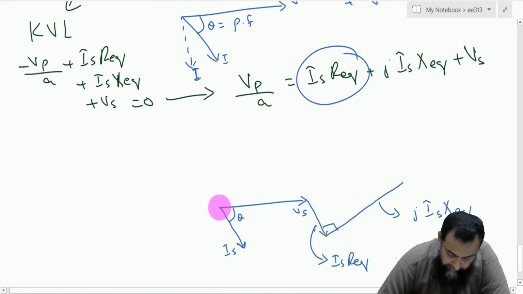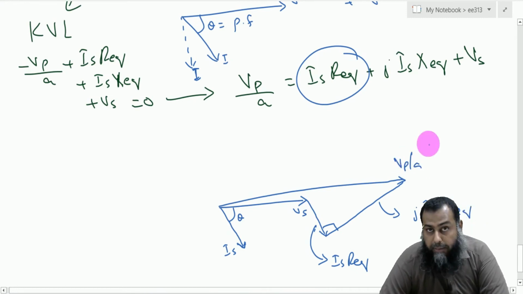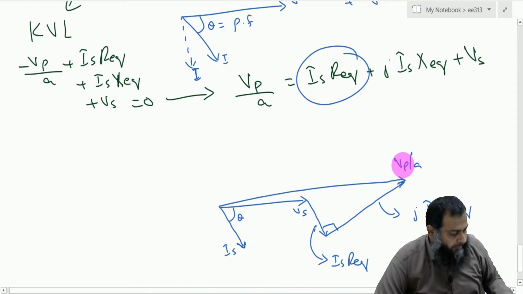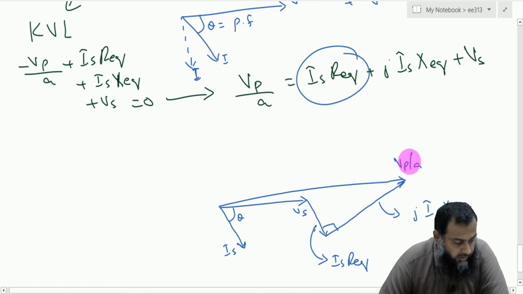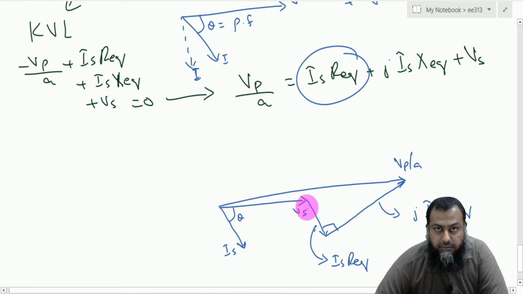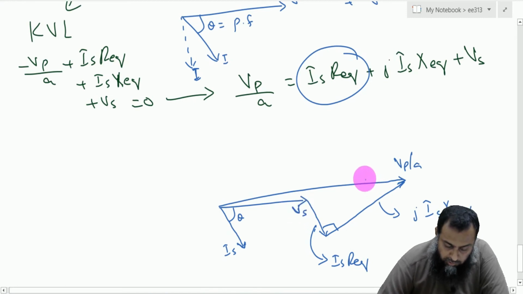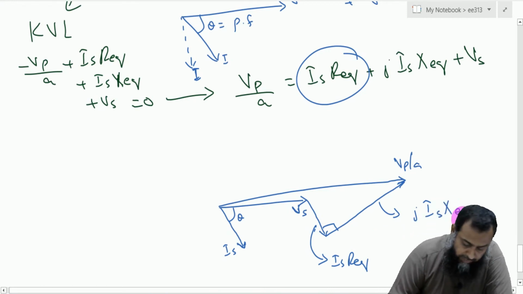And here we have the Vp over A, or the voltage on the primary side of a transformer, which is actually the voltage at no load. So you can see here that Vp over A is more than the secondary voltage Vs. And why do we have this Vp over A greater than Vs? Because we have a drop across the series element, which is this Is R equivalent and jIs into X equivalent. This is for a lagging power factor.